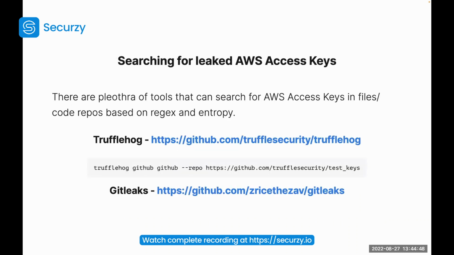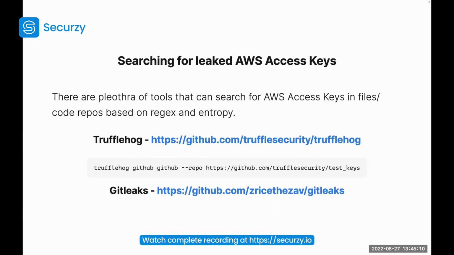So the first one, right? I mean, this is absolutely straightforward, which is if you have AWS access keys that are leaked in your Git repos or in your files or even in a file system, right? You gain access to a developer file system. If you want to look for AWS access keys, you can use tools that are based on regex or entropy. So my go-to tool is TruffleHog, and there is also Git leaks.